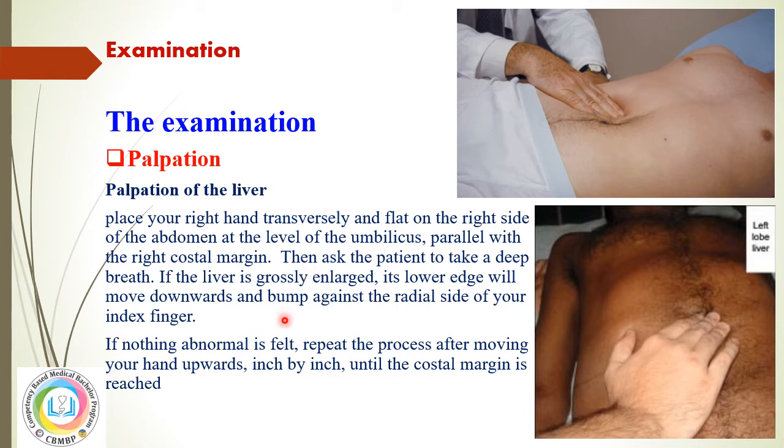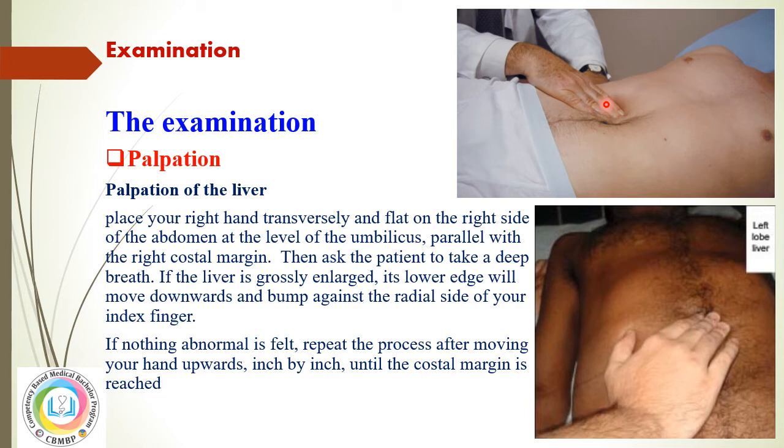If the liver is grossly enlarged, its lower edge will move downward and bump against the radial side of your index finger. If nothing abnormal is felt, repeat the process after moving your hands upward inch by inch until you reach the costal margin. This is palpation of the right lobe of the liver.